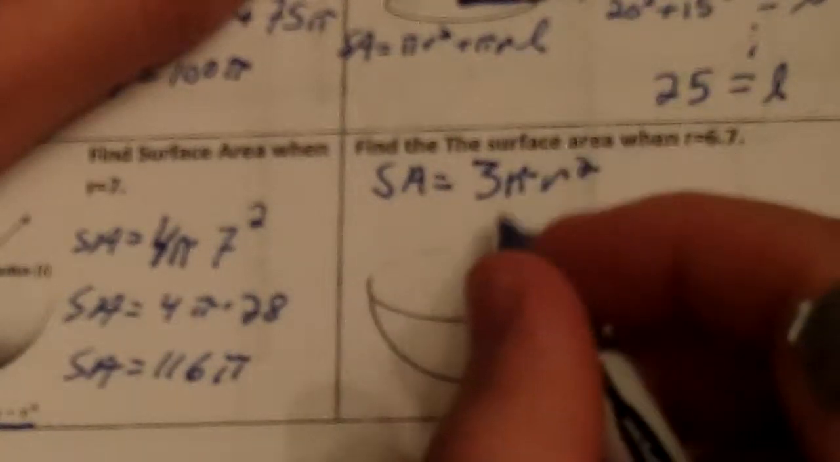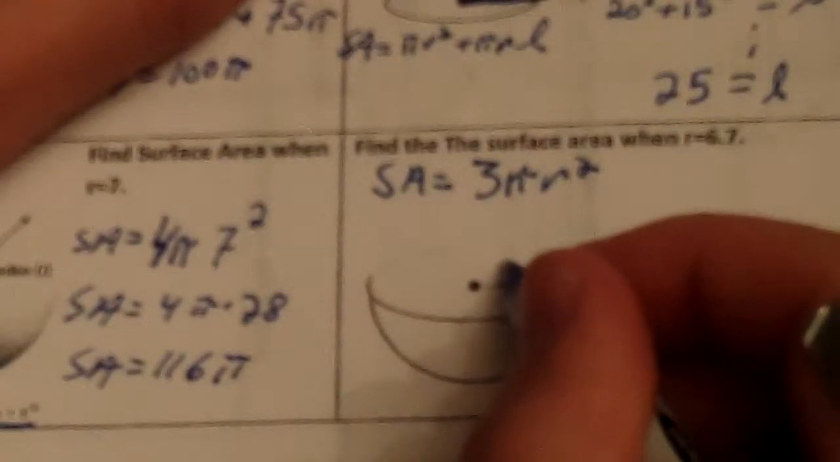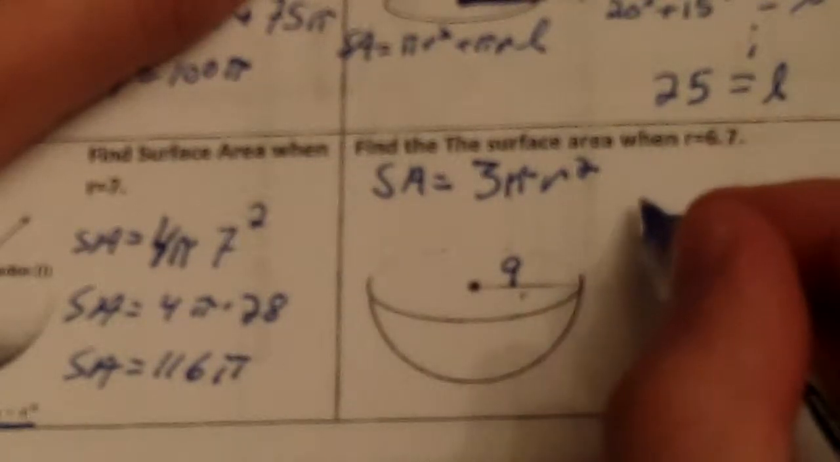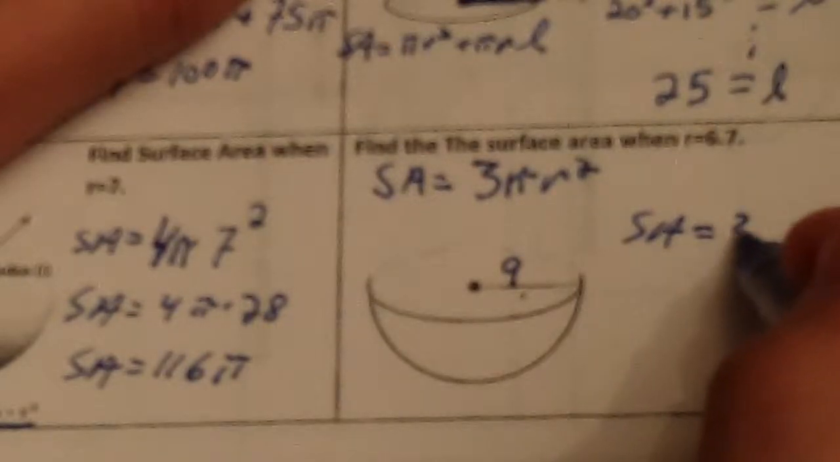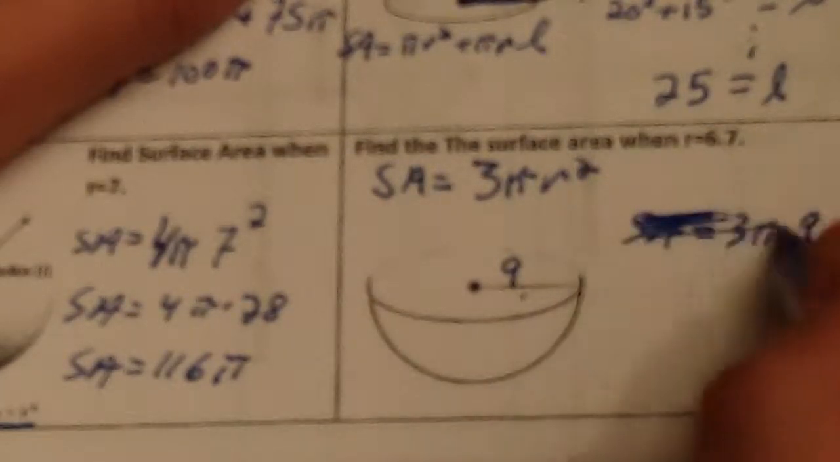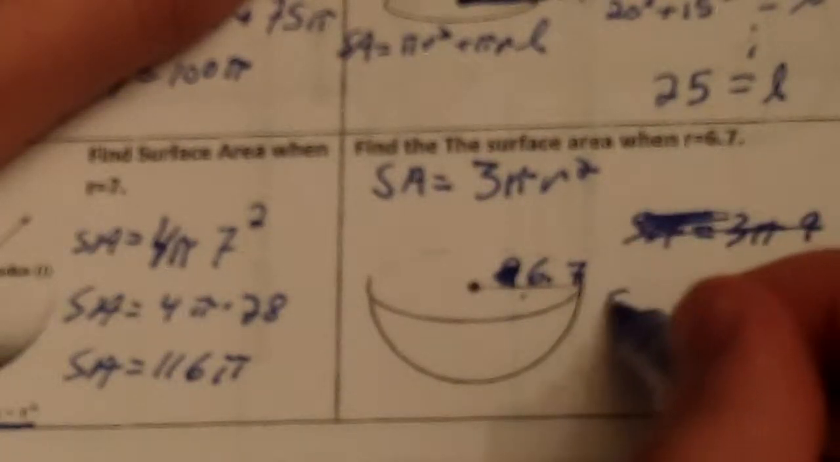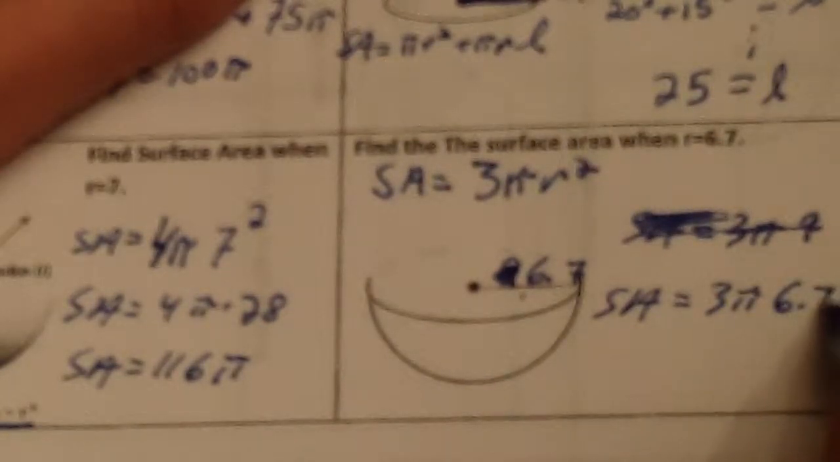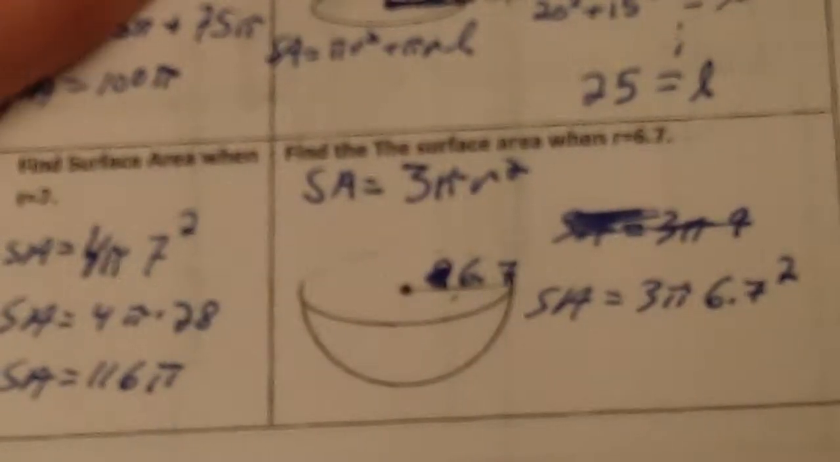So if I know, for instance, r is, let's see, I think 9. So if r is 9, then my surface area is going to be 3 pi times 9. Oh, I'm sorry. Excuse me. I give you the radius, 6.7. Anyway, surface area is going to be 3 pi 6.7 squared. Okay, and that's it. That's all I've got to do.